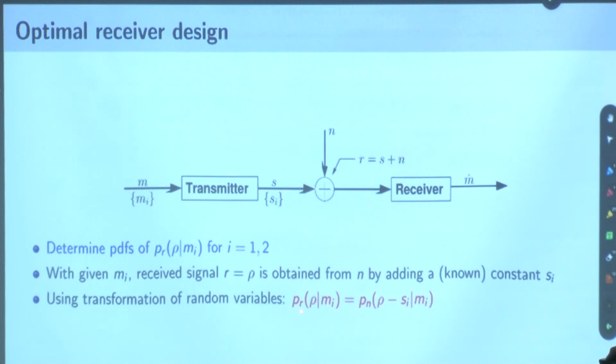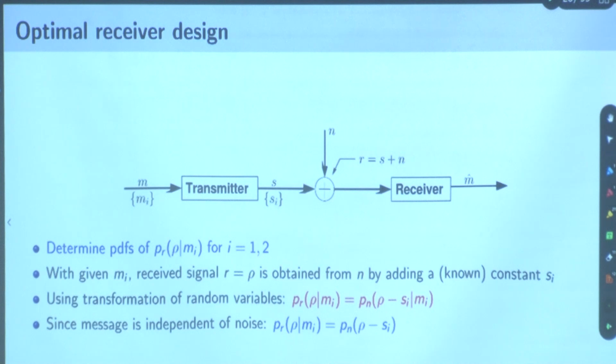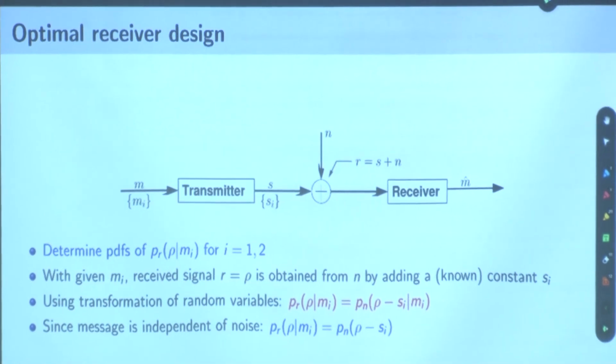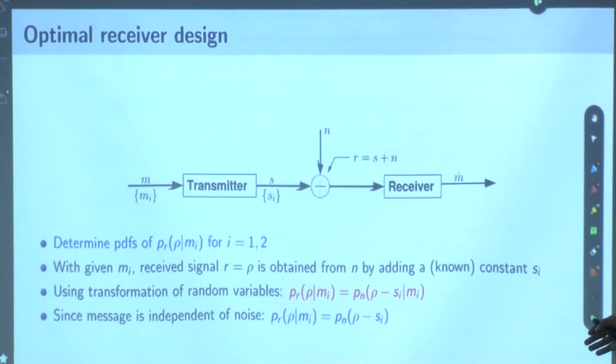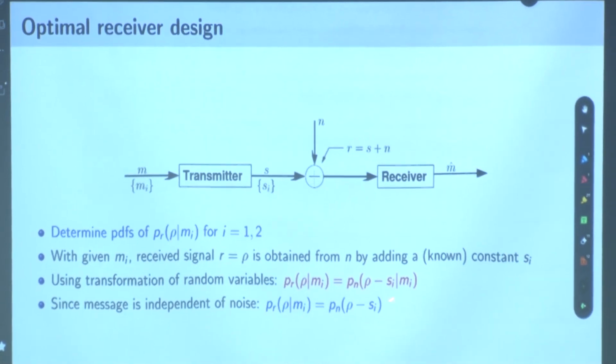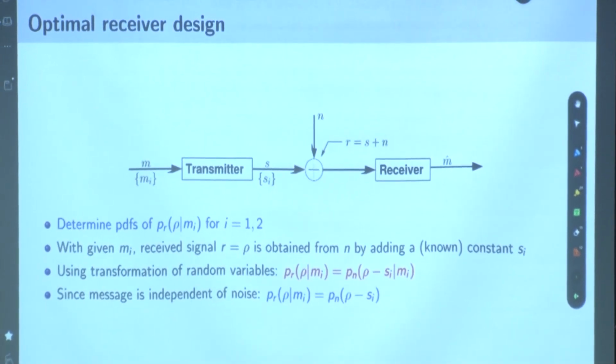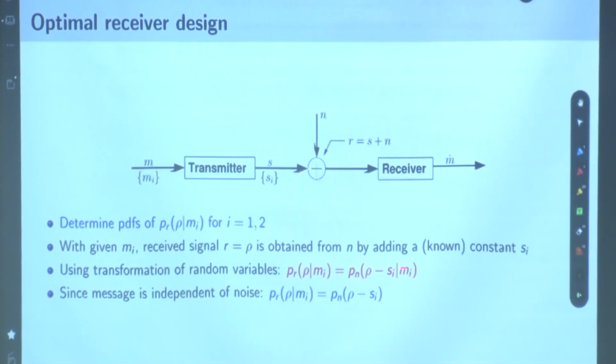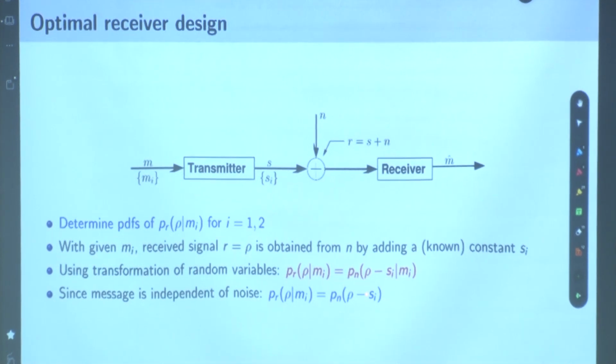So this PDF of the received signal is equal to the shifted PDF of the noise. And how much is it shifted? It is shifted by S of i. Now, as we said in the beginning of the class, this message Mi is independent of the noise, or the noise is independent of Mi. So from here to here, what have I done? Because Mi is independent of N, I have dropped it.